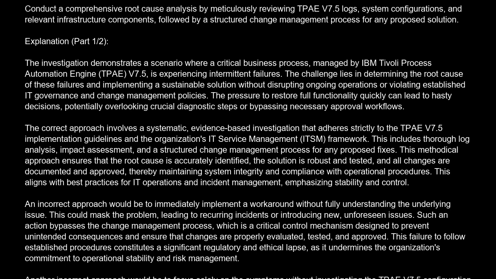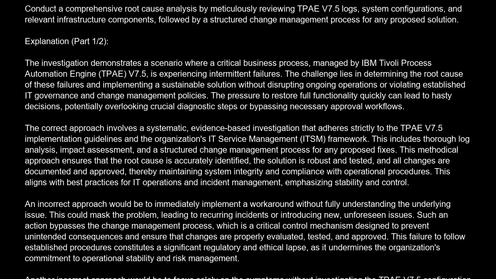This includes thorough log analysis, impact assessment, and a structured change management process for any proposed fixes. This methodical approach ensures that the root cause is accurately identified, the solution is robust and tested, and all changes are documented and approved, thereby maintaining system integrity and compliance with operational procedures. This aligns with best practices for IT operations and incident management, emphasizing stability and control. An incorrect approach would be to immediately implement a workaround without fully understanding the underlying issue. This could mask the problem, leading to recurring incidents or introducing new, unforeseen issues.